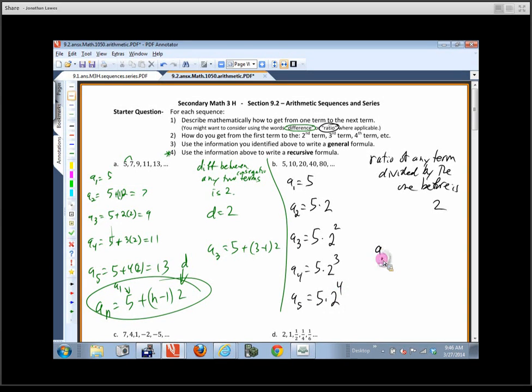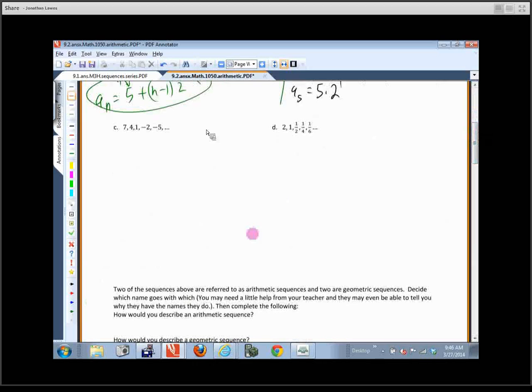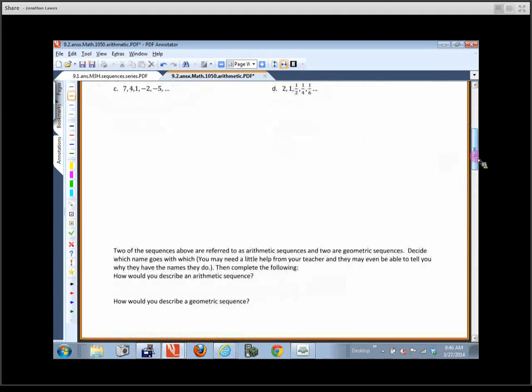So what's a formula for the nth one? 5 times 2 to the n minus 1. Notice how that n minus 1 crops up again. So does that formula work? It does. You can check it. Now what I'd like you to do is get the homework done for 9-1. And I'd like you to see if you can come up with formulas for those two guys right there. And I copied this off before I thought of to put this down.